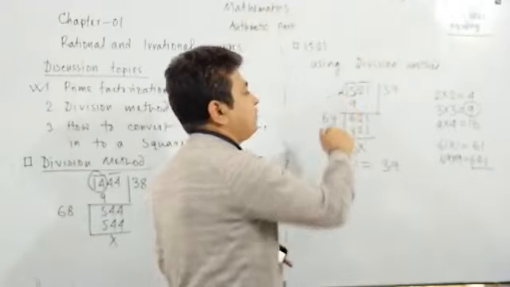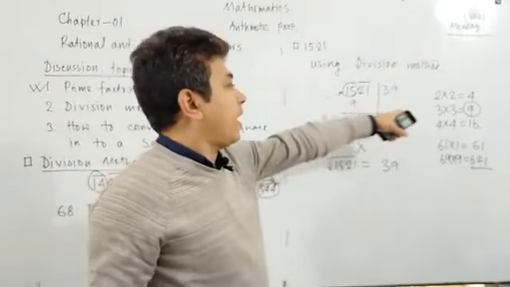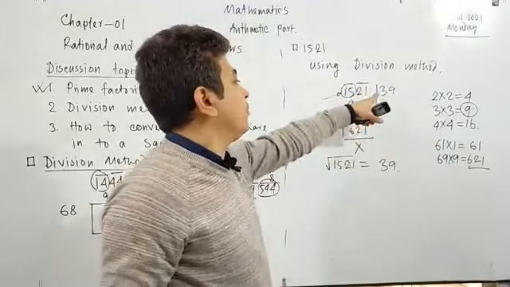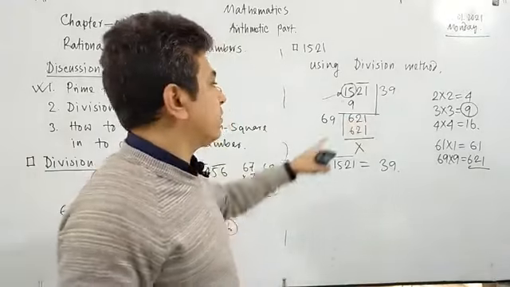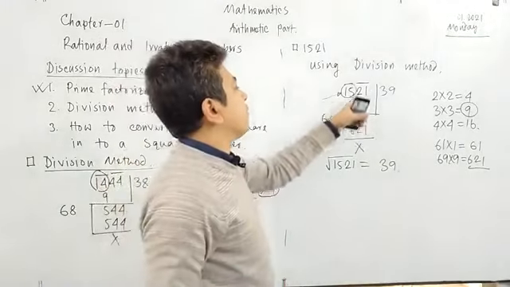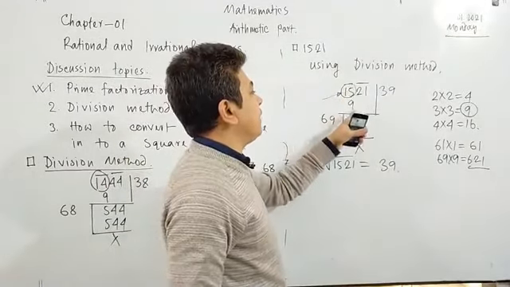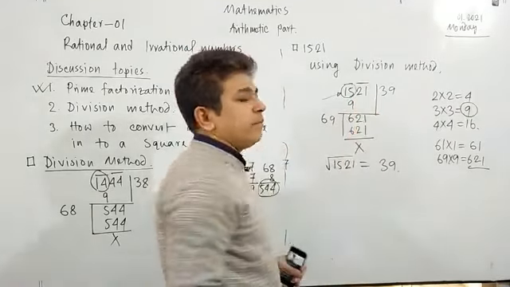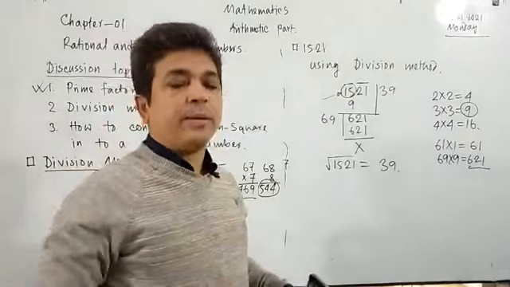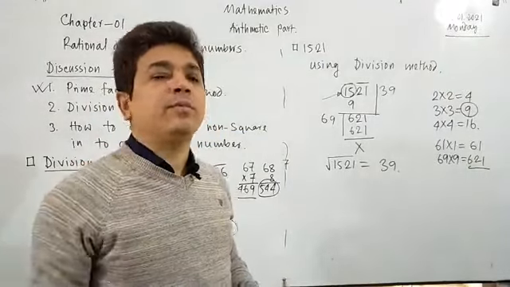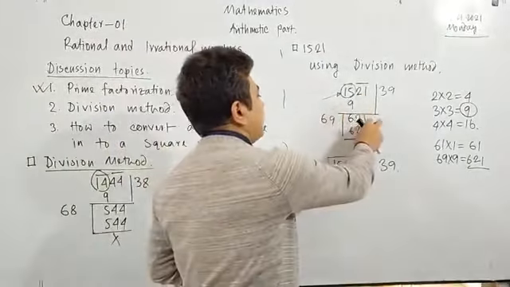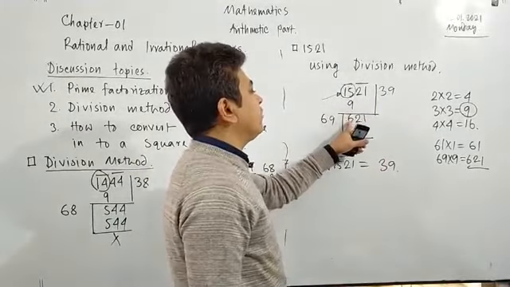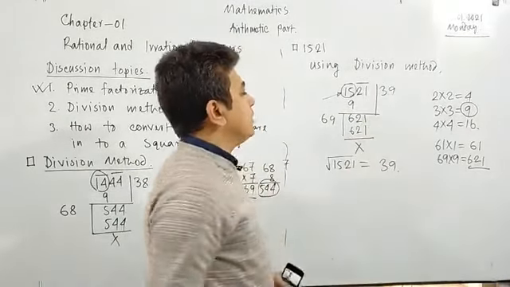Here is 15, so I checked, and 3 is appropriate for that, so 3 into 3 is 9 here. After that, 15 minus 9 is 6. And I am taking 21 at a time, pairwise. It comes pairwise, not a single number, it's not possible. So 21 I have taken at a time. Here it is 621. So now we have to think.